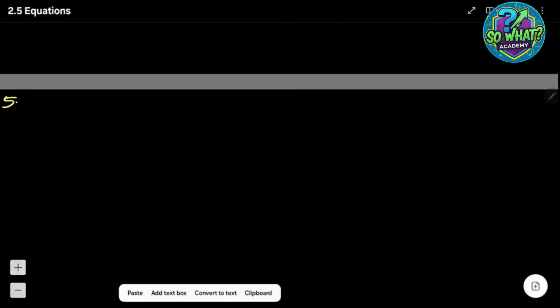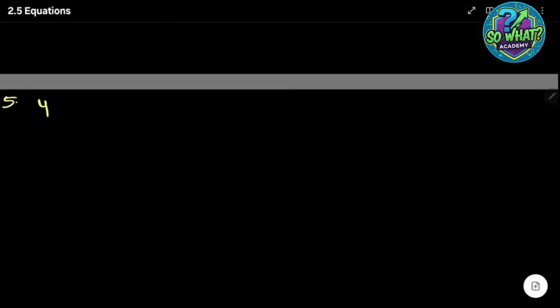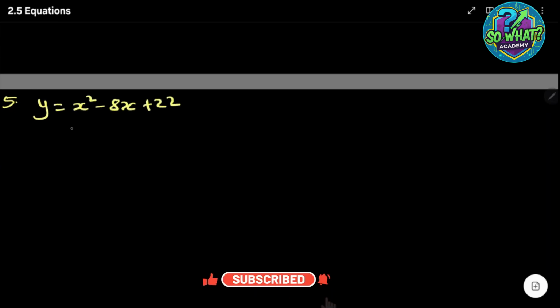Number 5 says we are solving also a simultaneous equation of y is equal to x squared minus 8x plus 22, then y plus 2 is equal to 3x. So for such a number, we are not going to use elimination. Whenever you see the two equations are not both linear, they are not the same, because in the previous number, both of them were lines. In fact, you can even use graphical. You can plot them on a graph, and where they meet, we can choose the corresponding x and y value. But for this, we can't use elimination because this is a curve and this is a line.